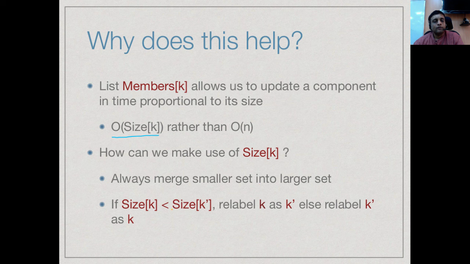Right? So if the size of K is smaller than the size of K prime, that means K prime currently has more members than K. Then we will keep K prime as the name of the final set. So we will replace all the K's as K prime. And symmetrically, if size of K is bigger than size of K prime, we will replace all the K primes as K. Right? So the smaller set changes its name, the bigger set keeps its name.